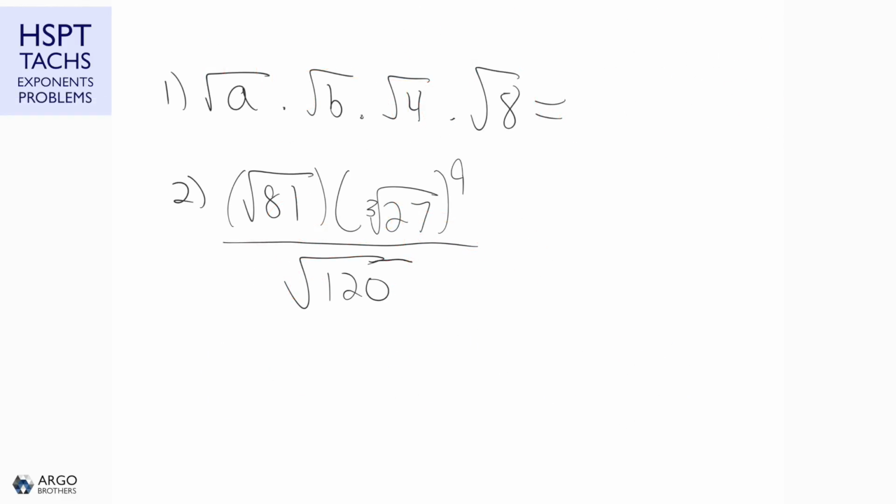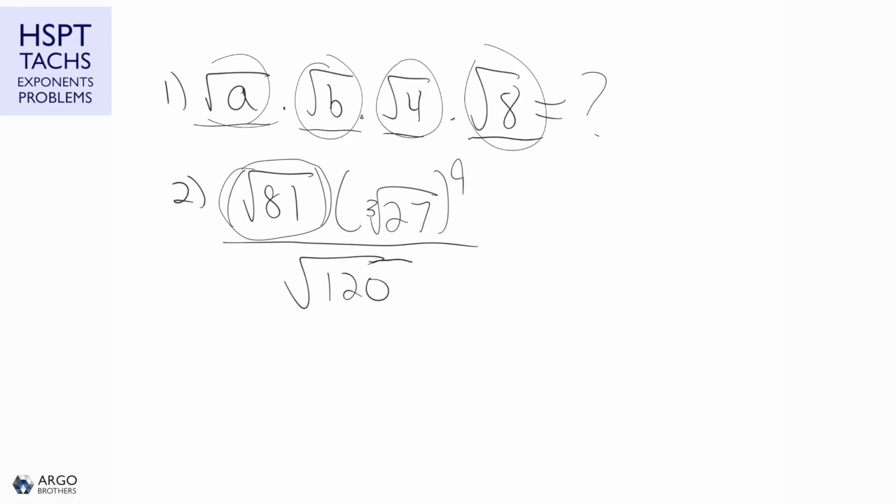All right, so here are some problems for the exponents chapter that we did before. The first one: what is radical a times radical b times radical 4 times radical 8? Give me that answer. Number 2: what is radical 81 times the cube root of 27 to the 9th power over radical 120? So give me that answer. You guys should pause the video, try it out, see if you can get the answers, and then come back.